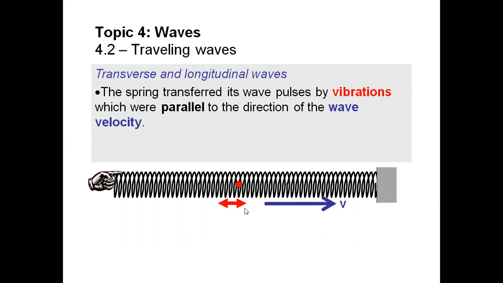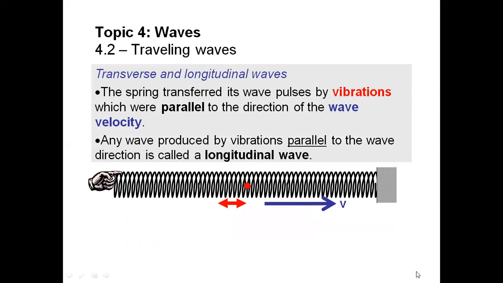See, the red arrow and blue arrow are parallel. So any wave produced by vibrations parallel to the wave direction is called a longitudinal wave. These are very important definitions: transverse waves and longitudinal waves.